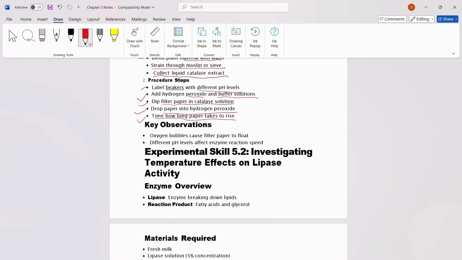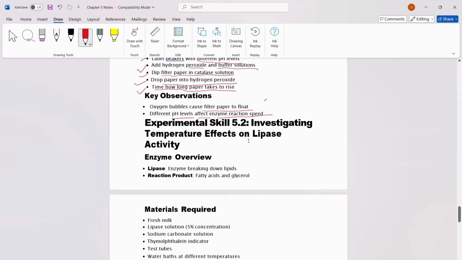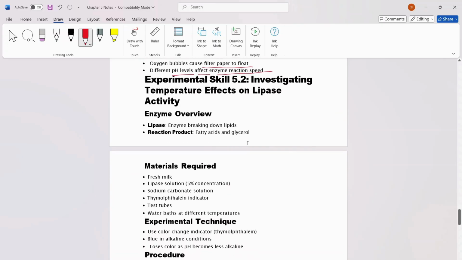Key observation: oxygen bubbles will cause filter paper to float. Different pH levels affect enzyme reaction speed. This will be the key output. Next, investigating temperature effects on lipase activity. Now enzyme overview. Lipase. So we are talking about an enzyme breaking down lipids.